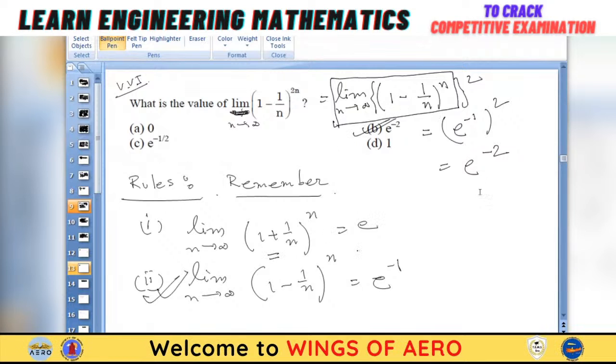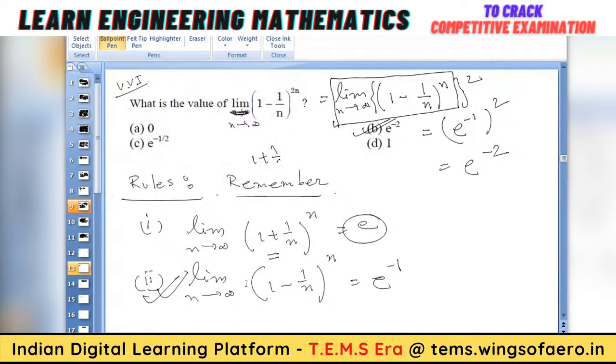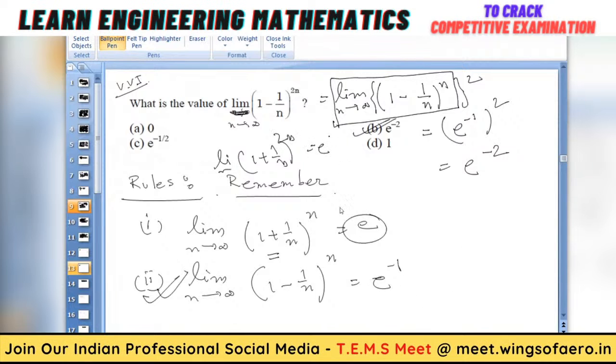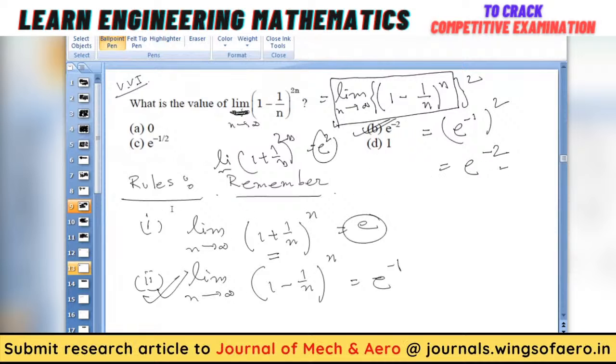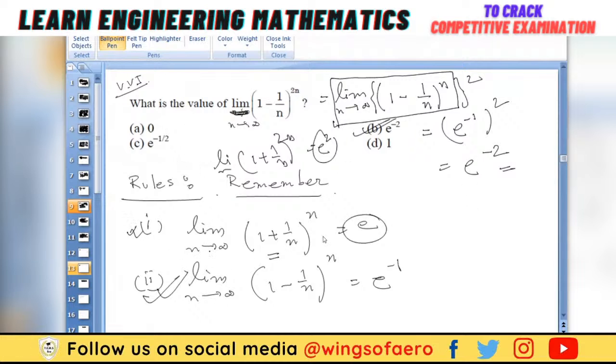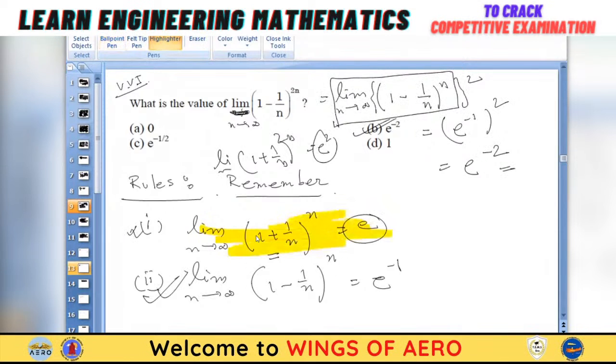And if it is plus, always it is e. So if it is plus n, that is 1 plus 1 by n whole to the power n, limit n tends to infinity, this equals e. And if it is 2n, then it is e square. And if it is minus n, then it is e to the power minus 2. So remember these two rules, especially this one. It is a very important rule. You need to remember.